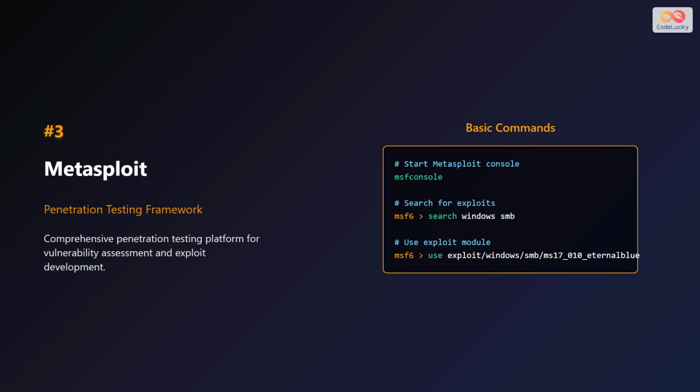To search for exploits, use the search command followed by your search terms, such as Windows SMB. To use a specific exploit module, type use followed by the exploit's path, such as exploit/windows/smb/ms17_010_eternalblue.